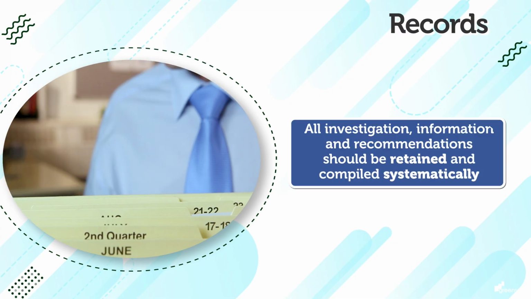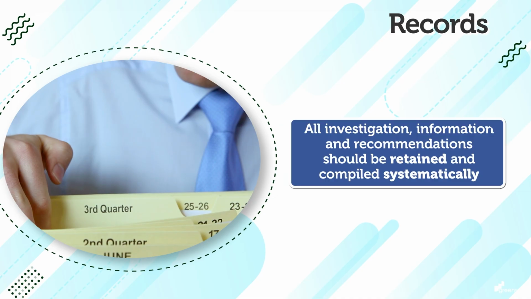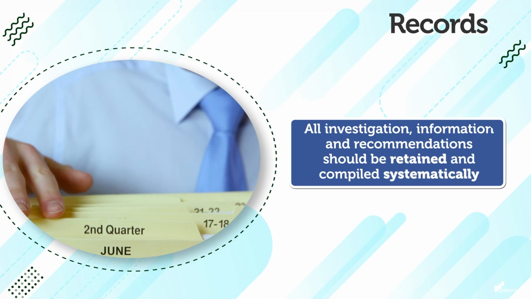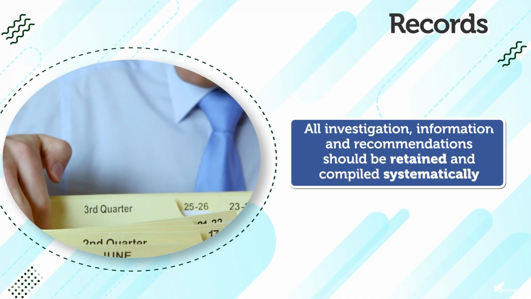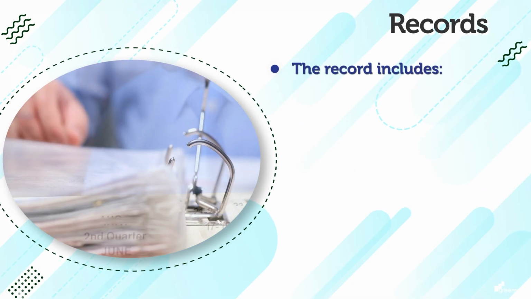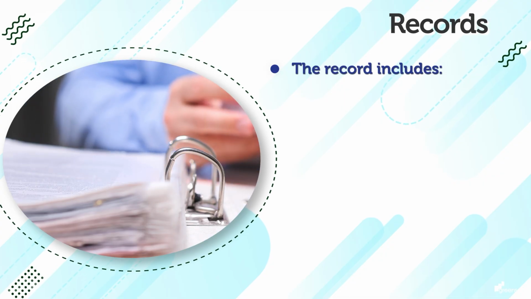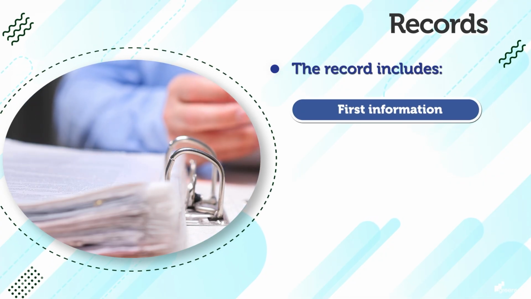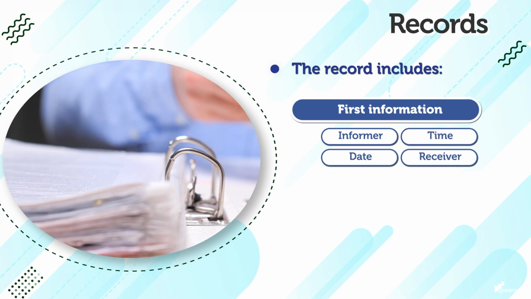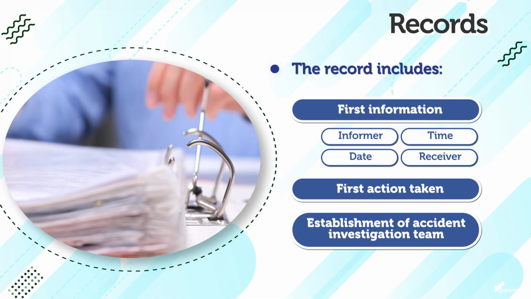All investigation information and recommendations should be recorded and retained at the site office. Another thing is that they should be compiled systematically and sequentially. This makes it easier to go back and retrieve the information when it is required. The records include, but are not limited to, things such as first information, which refers to informer, date, time, receiver, and so on. The record should also contain the first action taken and establishment of an accident investigation team.